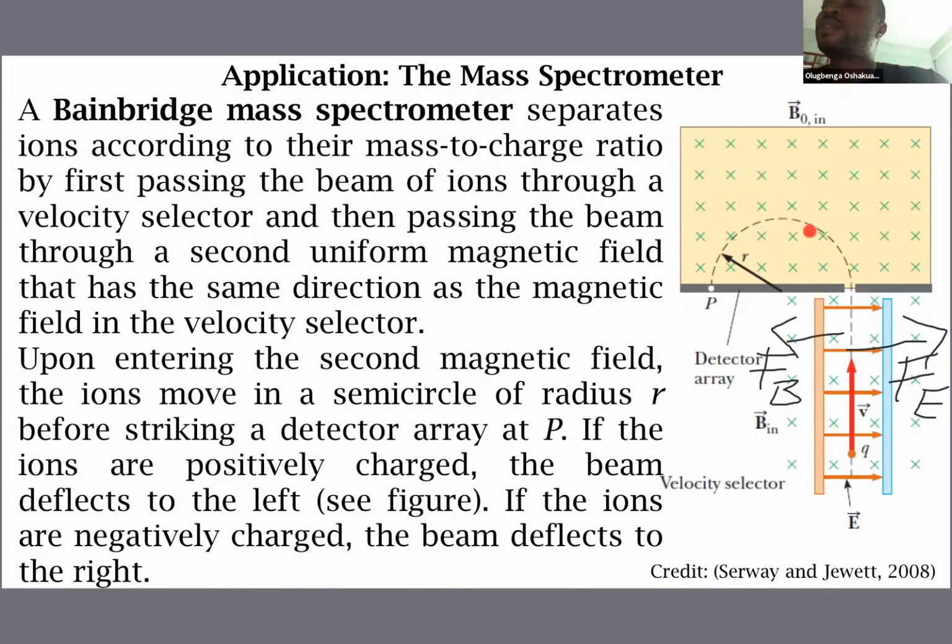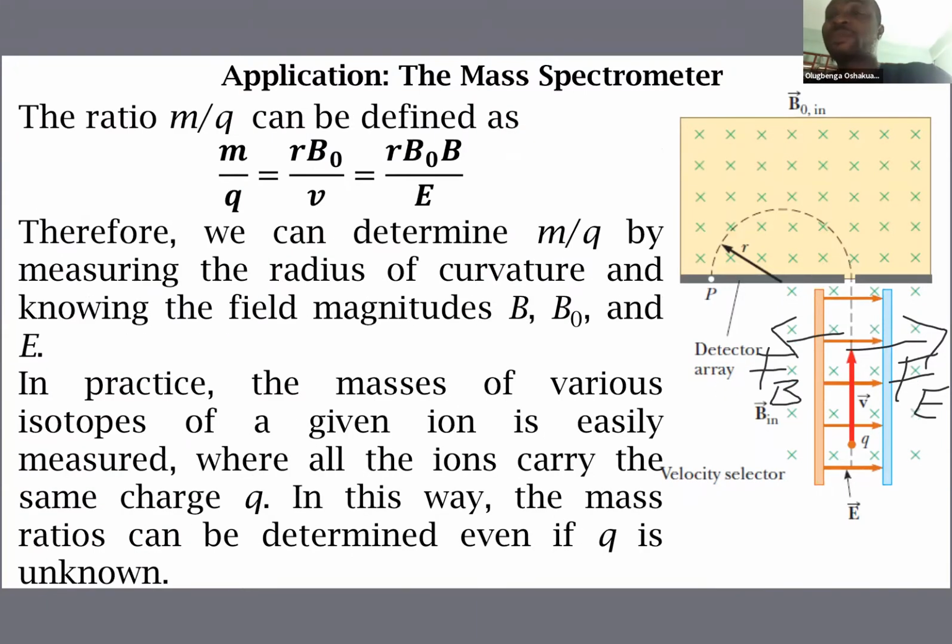Where it lands depends on its mass to charge ratio. Where it crashes into this point depends on its mass to charge ratio, and that's being explained here. The mass to charge ratio is explained here using the formula we have for magnetic field earlier, where B equals MV over QR. I think we have this formula before. When you play around with it, you have this.